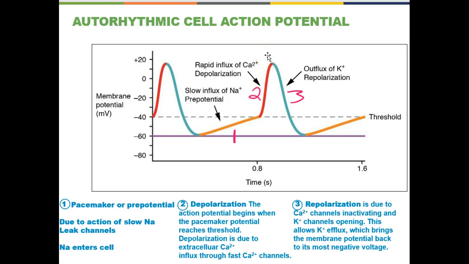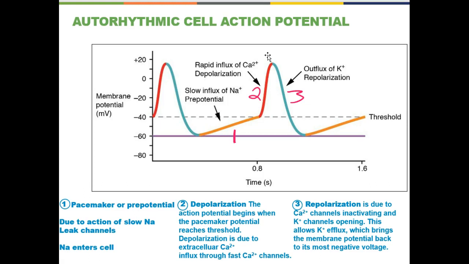That allows calcium to flood into the cell, causing this spike of depolarization. Then the slower-acting potassium channels open. At the same time, the calcium channels are going to close, but we don't really worry about that. So your potassium channels open, potassium leaves the cell, and this causes repolarization.